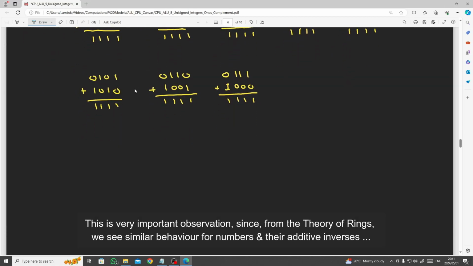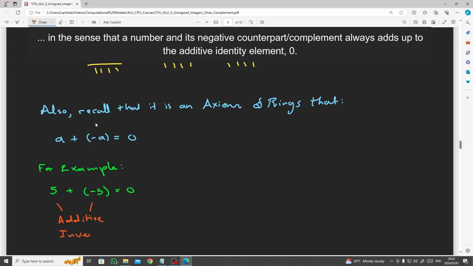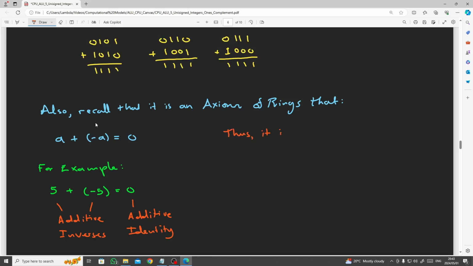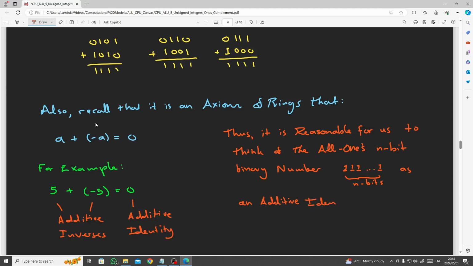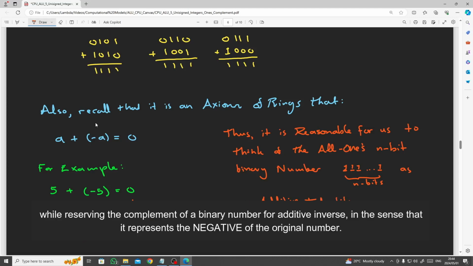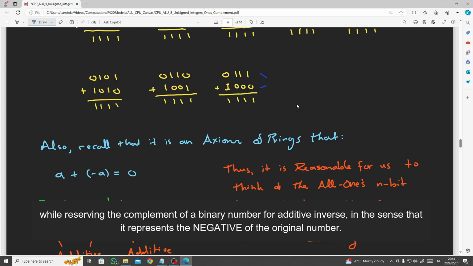This is an extremely important observation, since from the theory of rings, we see similar behavior for numbers and their additive inverses, in the sense that a number and its negative counterpart or complement always adds up to the additive identity element, 0. Thus, in this new universe of numbers, we can think of the all ones number as an additive identity element, while reserving the complement of a binary number for its additive inverse, in the sense that it represents the negative of the original number.